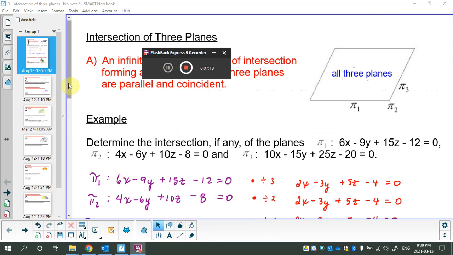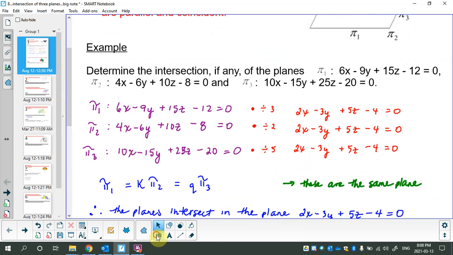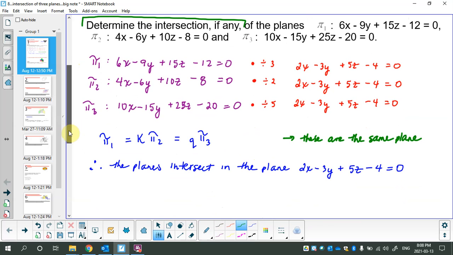So I think I can get out B now. A couple of things I want to come back to with part A before I forget. Each of these questions will be to determine the intersection, if any. So if there aren't any intersections, like the next one is going to be, you have to state there aren't any intersections. If there are intersections, like there was here, then you have to state what the intersection is.